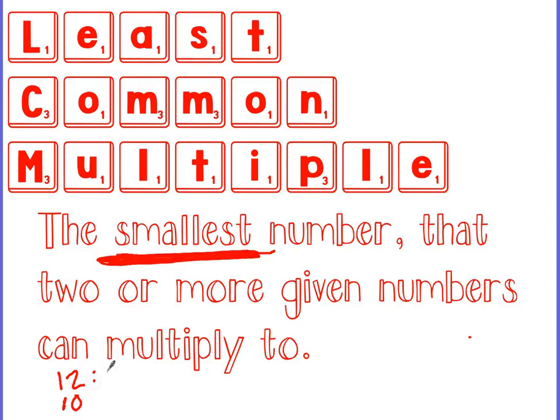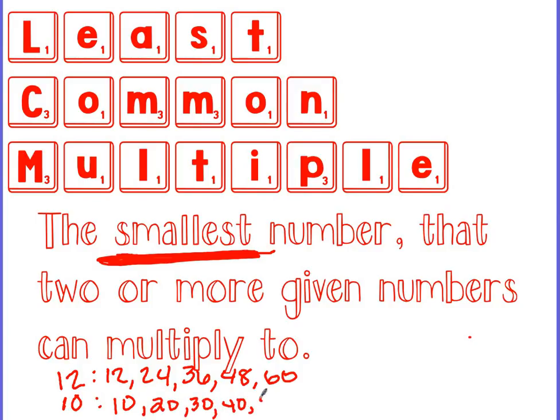If I list my multiples here, it's 12, 24, 36, 48, 60. Well, I know that 60 is a multiple of 10: 10, 20, 30, 40, 50, 60. So my LCM in this case is actually 60. I know none of the other ones will work because they all end with a different number than 0. So my LCM here is 60.